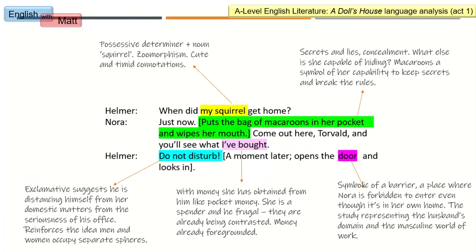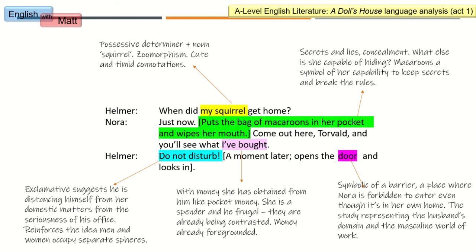Again, back to the beginning of the play, we've got these zoomorphisms when Helmer consistently refers to her in terms of animals. Zoomorphism is the opposite of personification. It's when you give somebody animal characteristics. And again, you've got that possessive determiner and the noun "squirrel," but he does this with lots of birds as well. So sometimes I ask my students to circle all the examples of this in the first act.